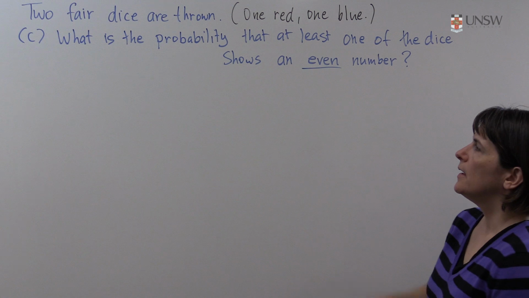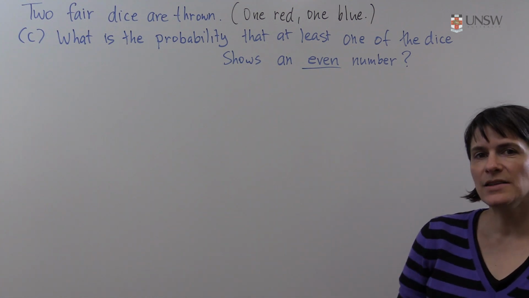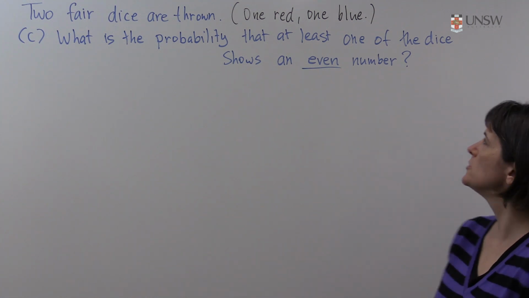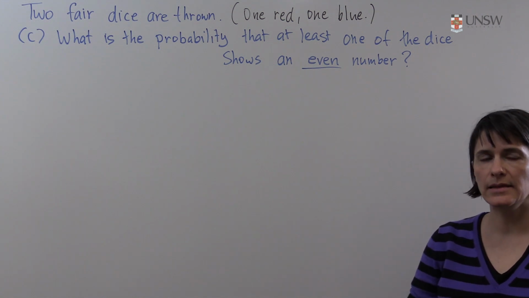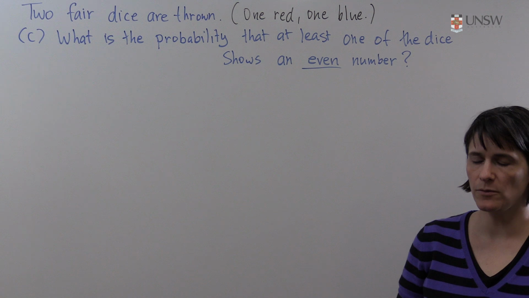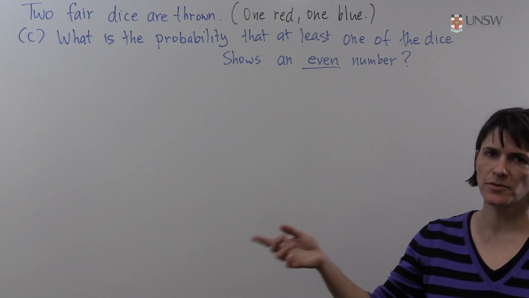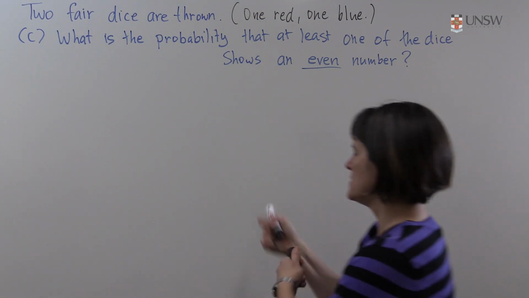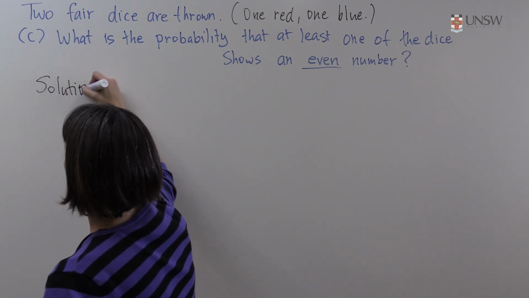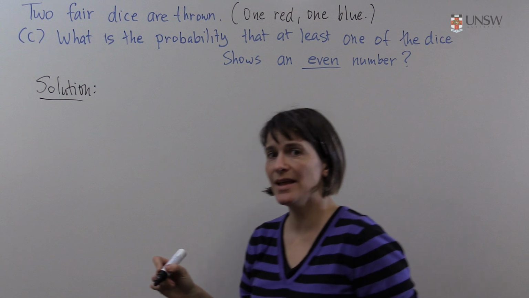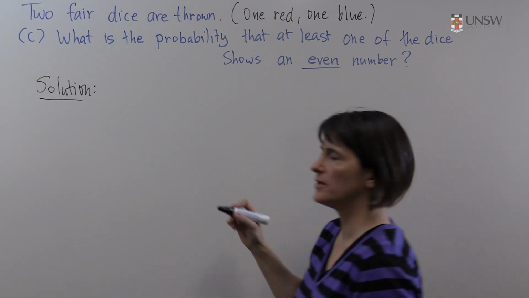And finally, what is the probability that at least one of the two dice shows an even number? It's actually easier to calculate the probability that neither of them are even, which means that they're both odd, and then just subtract that from 1. So for our solution, that's our approach. We first calculate the probability that both the dice show an odd number.